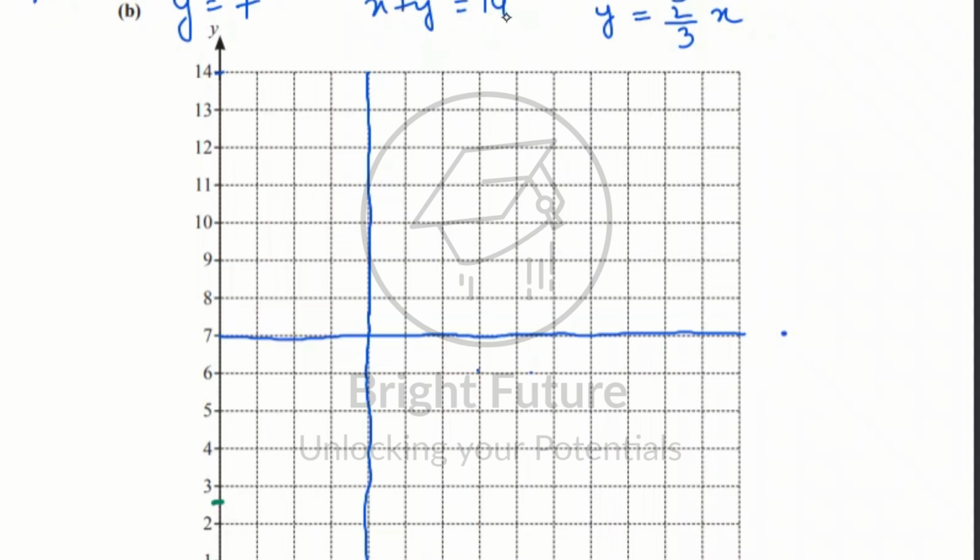Then x plus y is equal to 14. So x plus y is 14, this is 1. 13 plus 1 is also going to be 14. 12 plus 2, 11 plus 3. So this line is going to go from here, and this is going to be dotted because it is only less than, not equal to. So this is going to be a dotted line. 6 and 7, 7 sevens are 14.